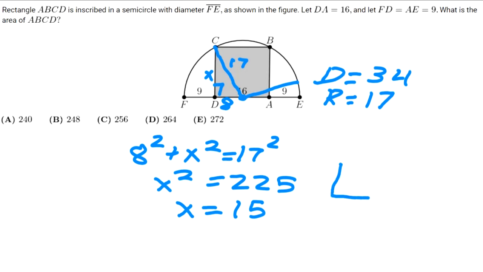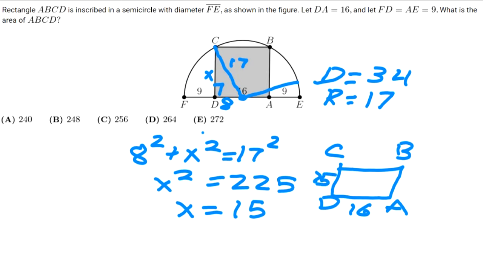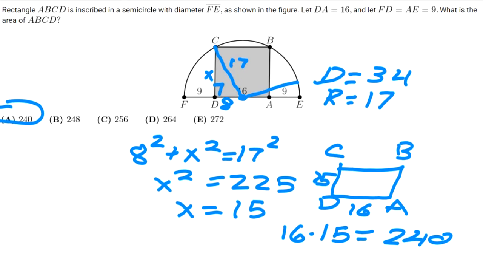So if this was the rectangle C, B, D, and A, that means this line right here would be 16, and we just figured out that x is 15. So to figure out the area of ABCD, we would do 16 times 15, which is 240. So our answer is A, 240.